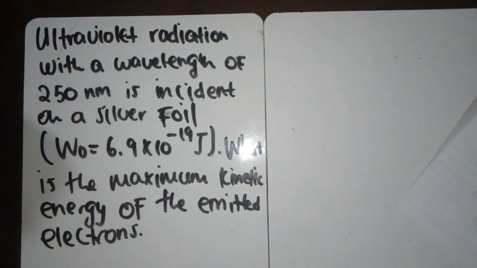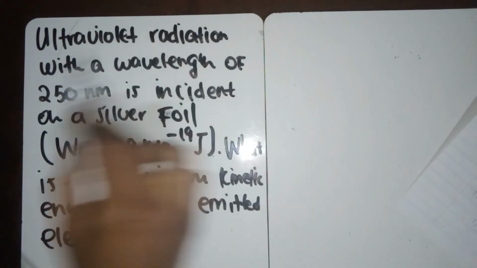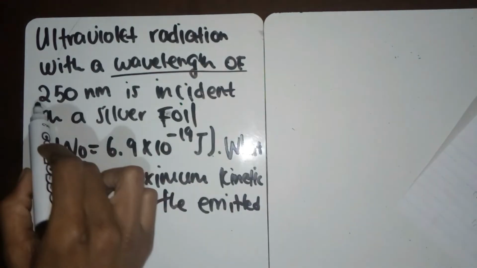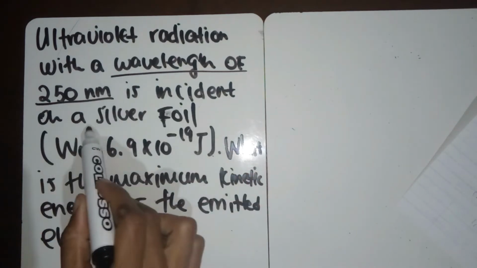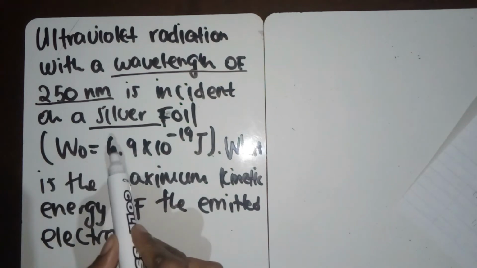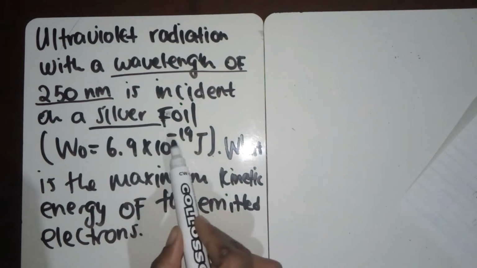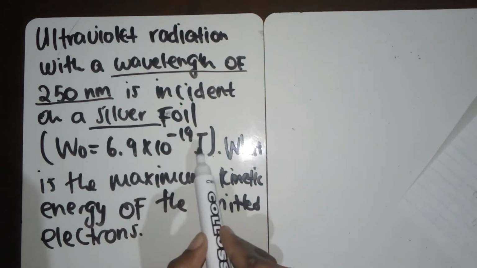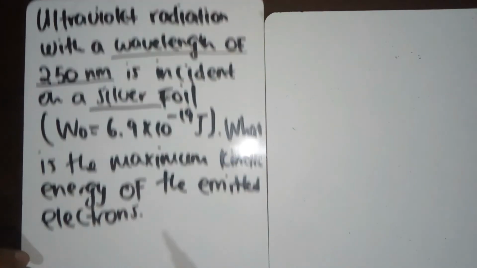Okay, so we have a question over here, and it says that ultraviolet radiation with a wavelength of 250 nanometers is incident on a silver foil, and the work function of that silver foil is 6.90 multiplied by 10 to the power of minus 19 joules, right? And then what is the maximum kinetic energy of the emitted electrons? Okay, so how do we first answer this question?